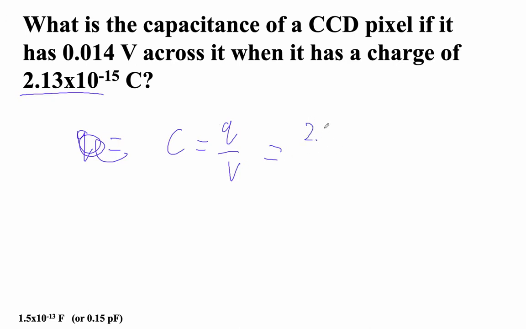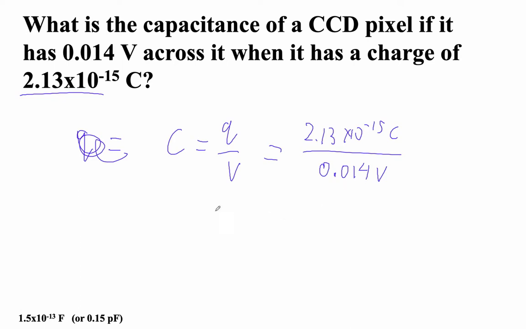Okay, so it's 2.13 times 10 to the minus 15th coulombs divided by 0.014 volts. Okay, I think I've got this. These are pretty basic problems, right? The trick is understanding what it means. We divide how much charge we store by how hard we have to push the charge into it.